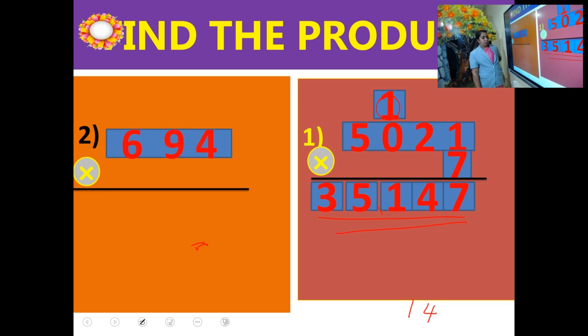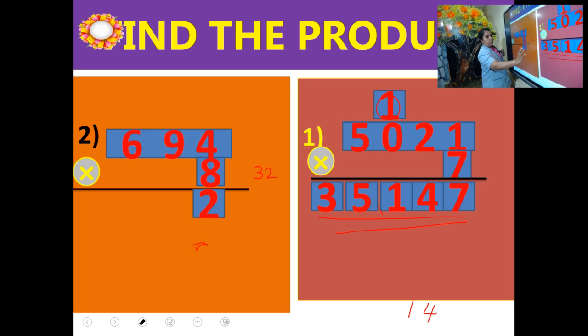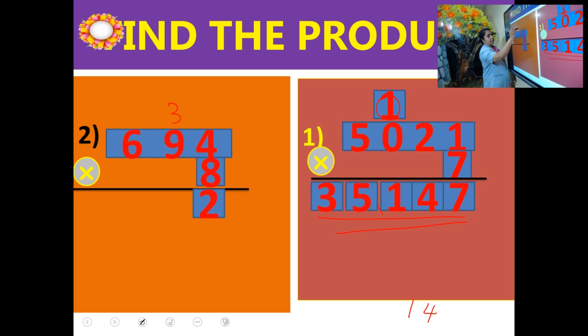Then next question. 694 into 8. What's the first step? Multiply the digit in the ones place. So 4 8s are 32. So 2 in the ones place. 3 is the carryover. Where do you have to write the carryover? In the tens place.